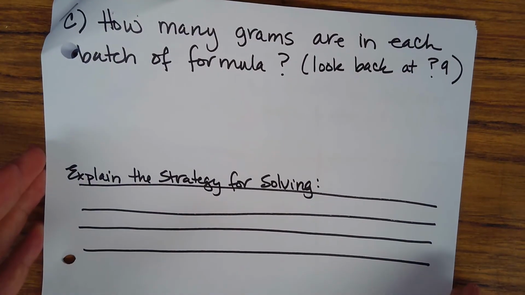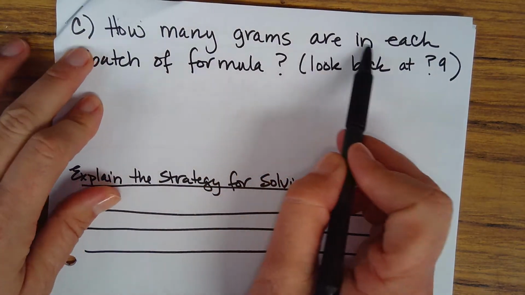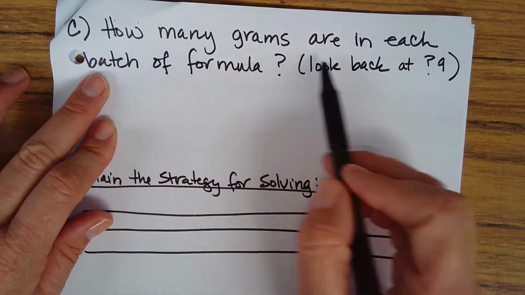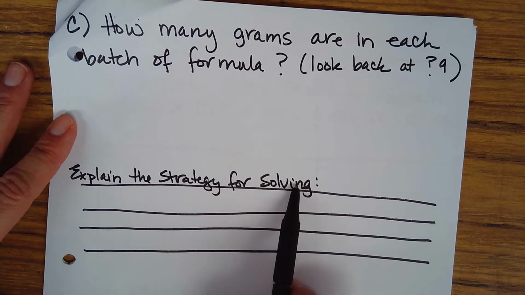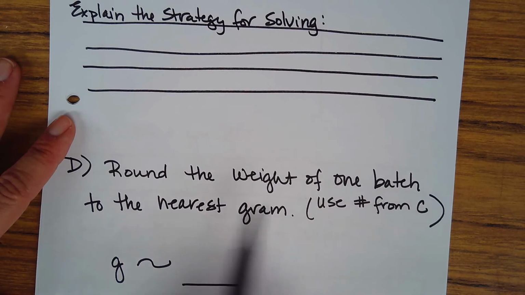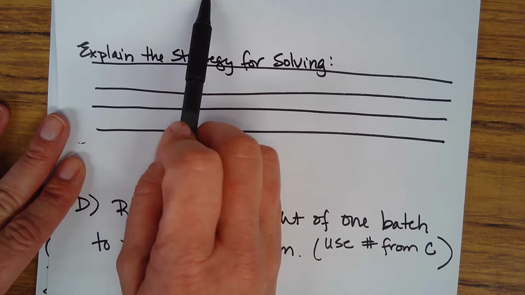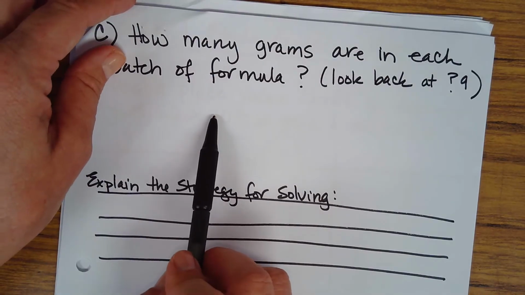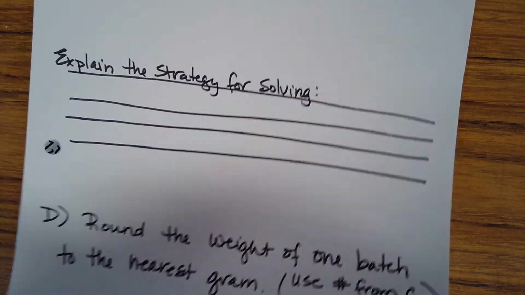Part C, now we're still working with the same numbers from A and B of this problem. How many grams are in each batch of formula? Look back at problem 9. Explain the strategy for solving. Round the weight of one batch to the nearest gram. Use the number from C. So you're going to use your number from C to do this part down here. Now, let me show you.